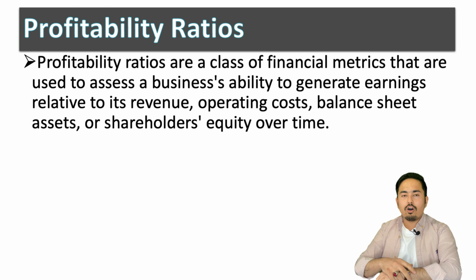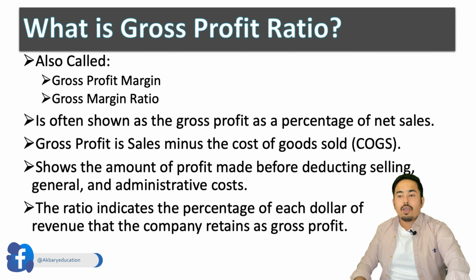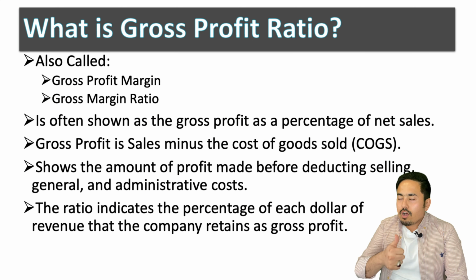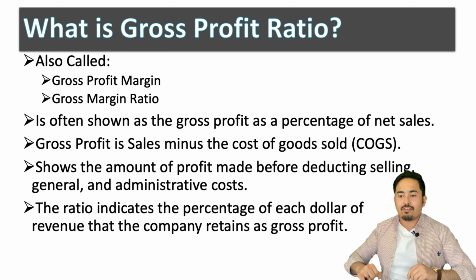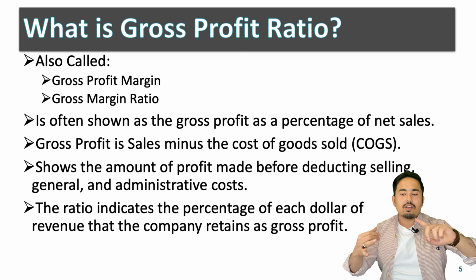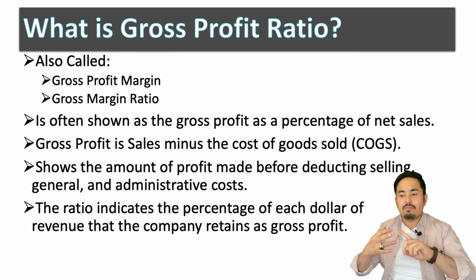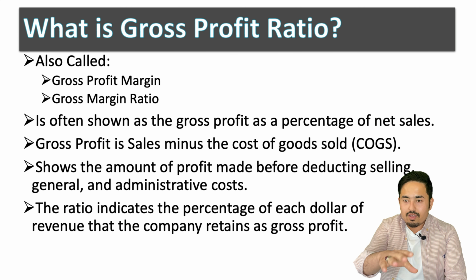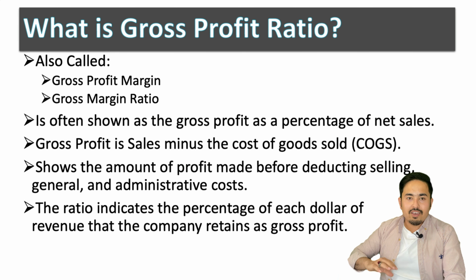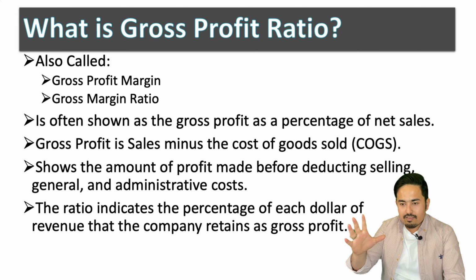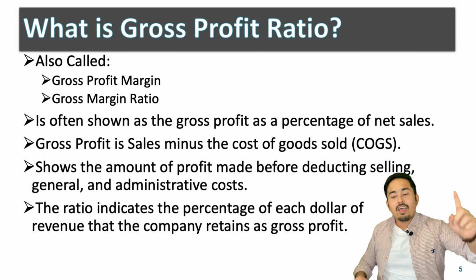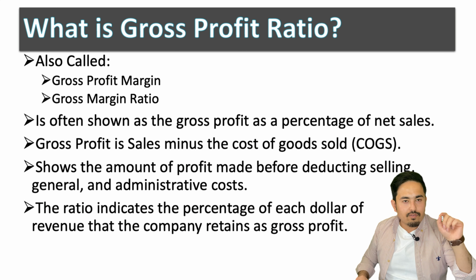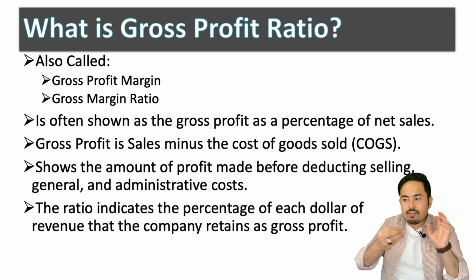But let's go to gross profit ratio. What's gross profit ratio? Under many accounting standards, rules and regulations, it can be called gross profit ratio, gross profit margin, or gross margin ratio. There are three common names. If you face them, just remember this is the same one. It is often shown as the gross profit of the company as a percentage of net sales.